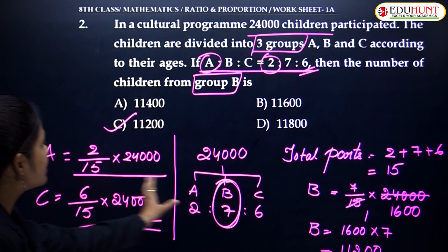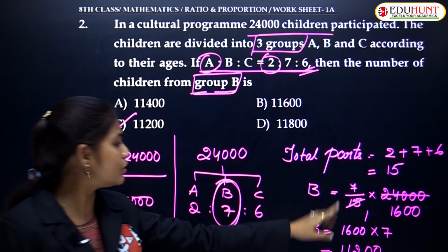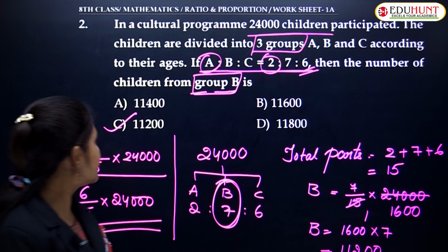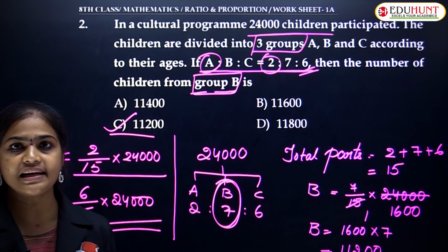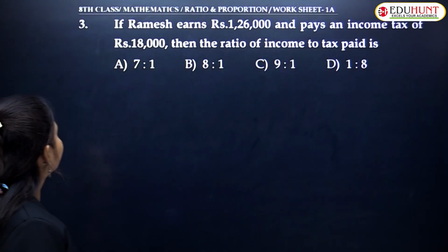But here they asked only how many people are there in group B. So that's why this is sufficient. Understand? So what is the answer here? Option C, that is 11,200 is the answer. Okay, clear. So next one, see here, the third one.